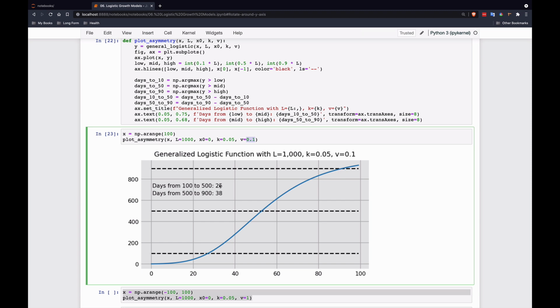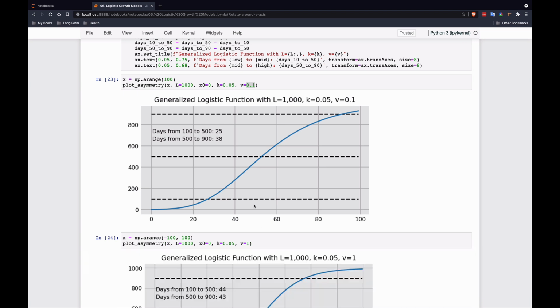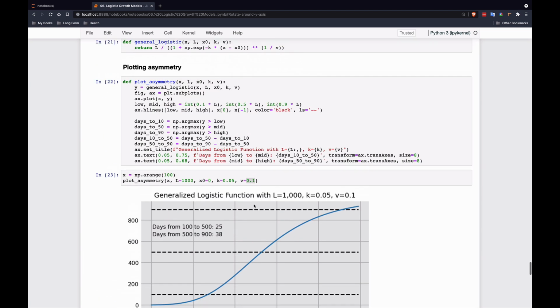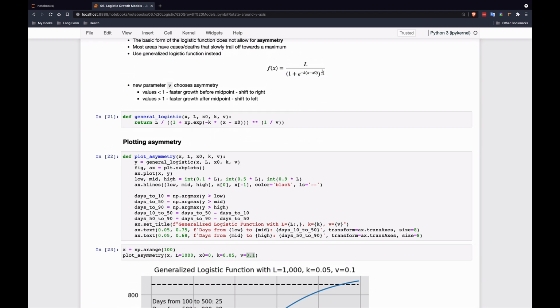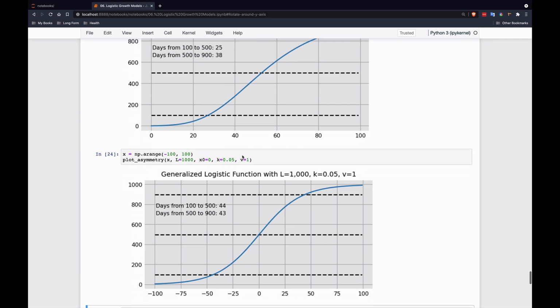You can see here, and I put the days over here, it took 25 days to go from 100 to 500 and 38 days to go from 500 to 900. So that's the case when v is less than 1. Now when we make v equal to 1, this reduces the function back to its original form. 1 over 1 is just 1, so you're back to the normal symmetrical logistic function.